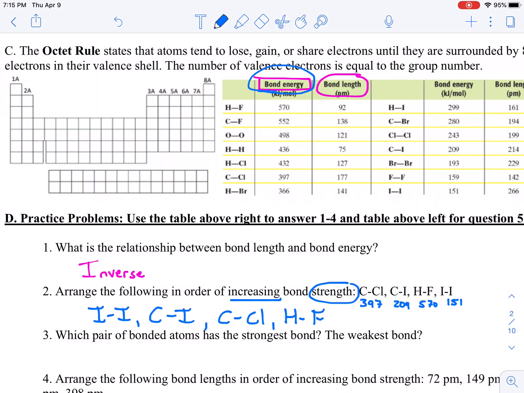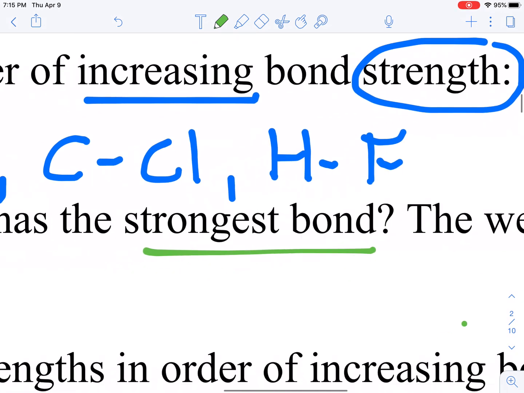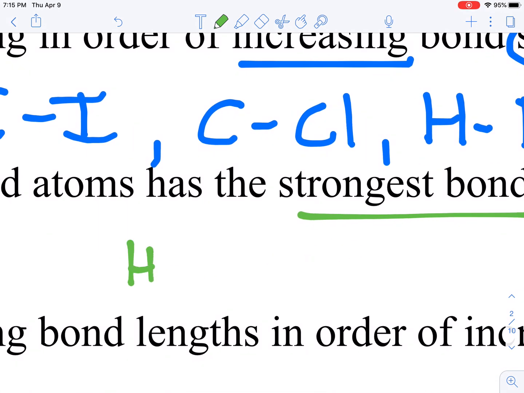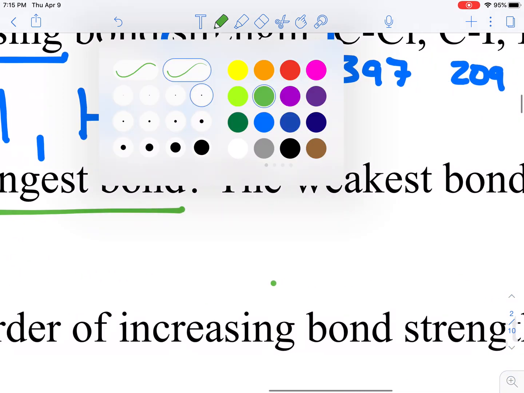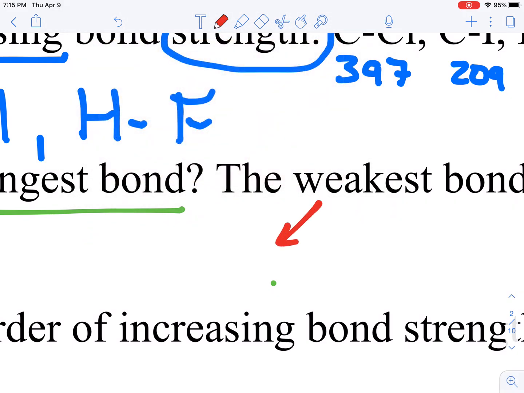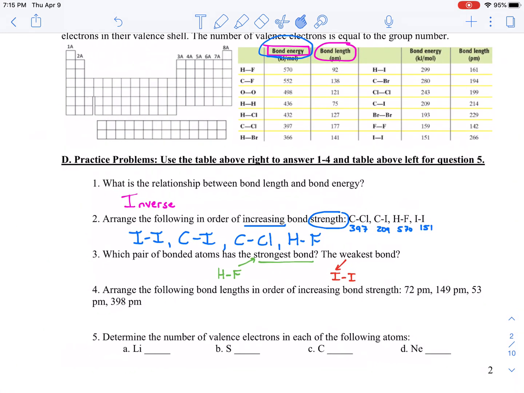So again, as you're looking at the table and you're asked which is the strongest bond, we've just talked about that. That is our HF bond. It is the strongest, it's the highest value on the whole table. And conversely, the weakest bond is the II bond. It has the lowest bond energy. It takes the least amount of energy to break. Therefore, it was the weakest to begin with.